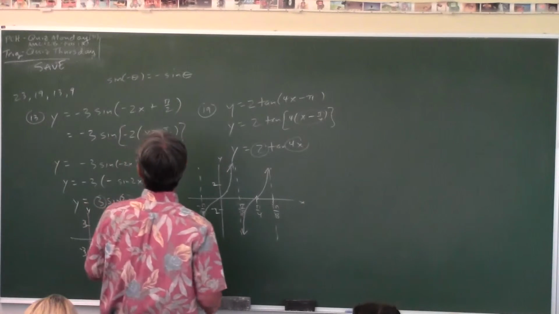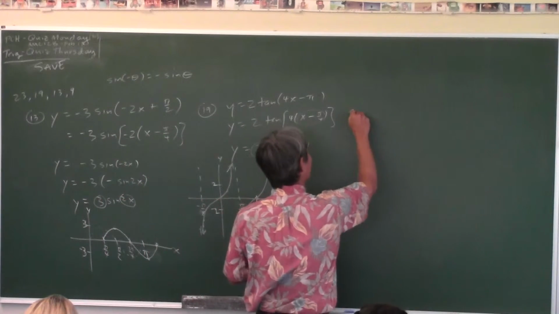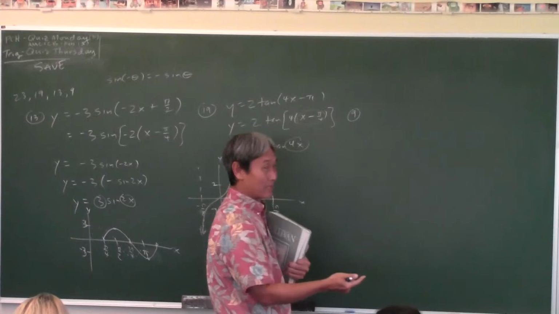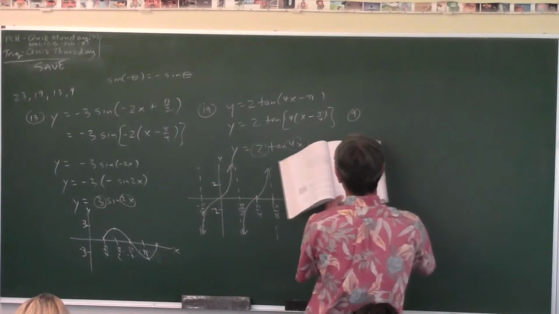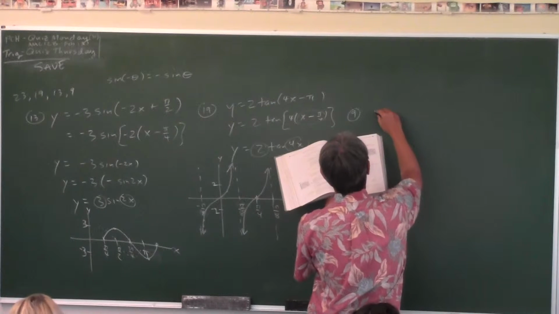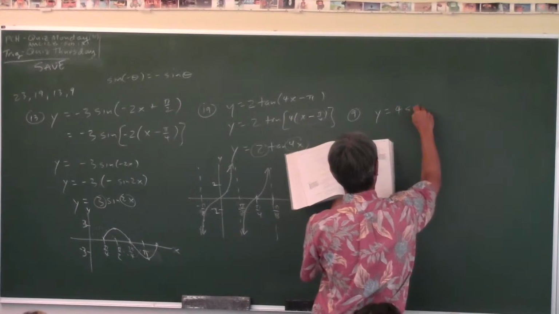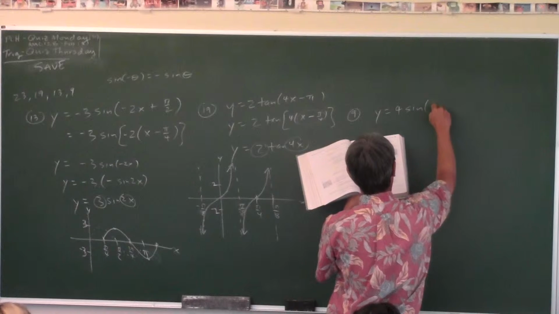Okay, let's go back to number 9. So if I do number 9 for you, then you should be able to do number 11 because it's the same thing except I think one is sine and one is cosine. So I think you can handle it. But for those of you who actually did it, didn't it come out ugly?